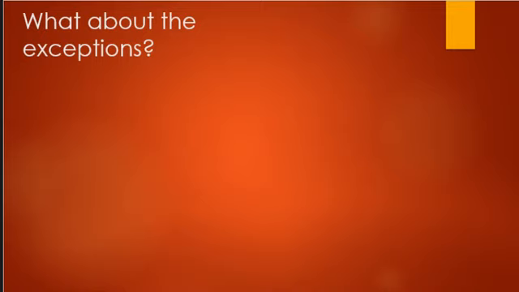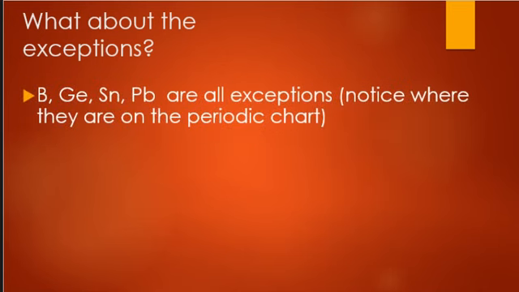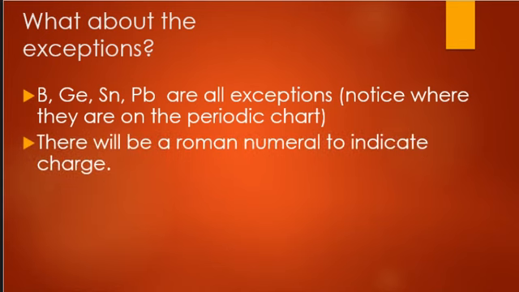Okay, there are some exceptions. I don't believe this is in your little lab book there, but it will be in your reading. So there are some exceptions. Boron, Ge, tin, and lead are all exceptions. Notice where they are on the chart. Are they in the same group? Boron, Ge, tin, and lead. Do you find them? They're to the right there somewhere. There will be a Roman numeral to indicate their charge.